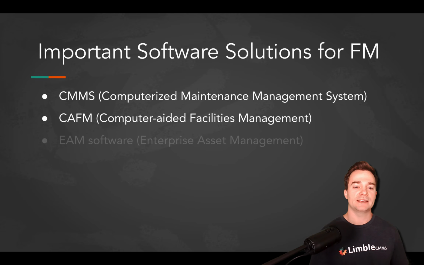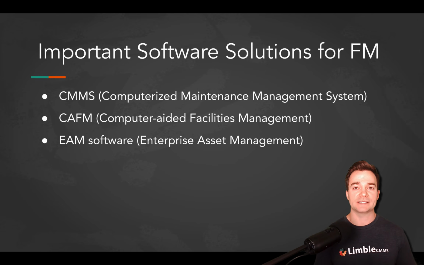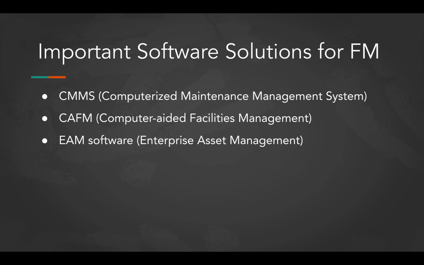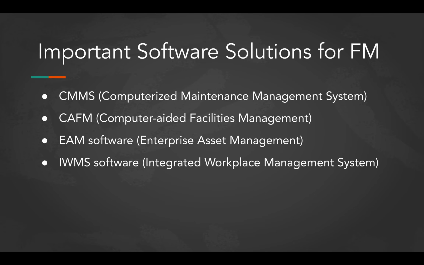And then we have an EAM software, Enterprise Asset Management Software. At its core, this option is used by production-oriented organizations to plan, optimize, execute, and track all maintenance activities. And then we have an IWMS software, Integrated Workplace Management Software. It offers everything you can find in a CAFM software plus some project management features, which is awesome.